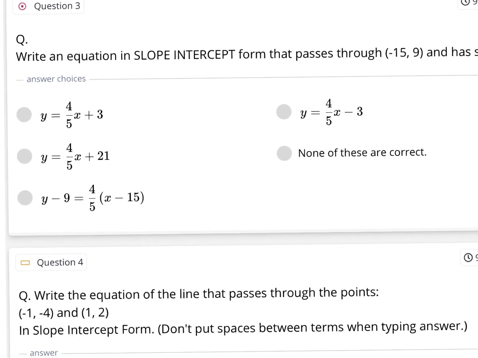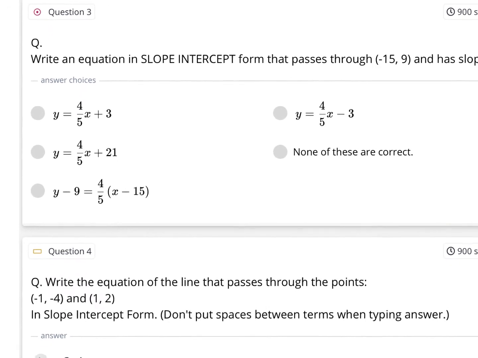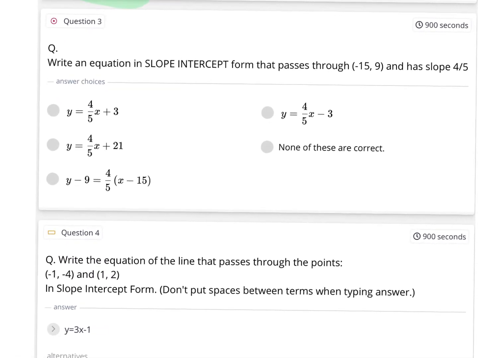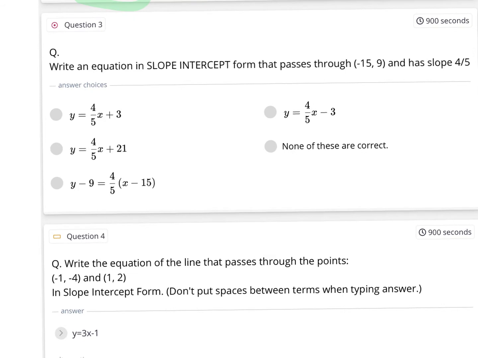Write an equation in slope-intercept form that passes through the point (-15, 9) and has a slope of 4/5. Okay, so this time they are asking for slope-intercept. Actually, I should do slope in blue always just to stay color coordinated. Slope-intercept, right? So they call it slope-intercept because you need an m and you need a b to write y equals mx plus b. Once again, slope-intercept is y equals mx plus b.